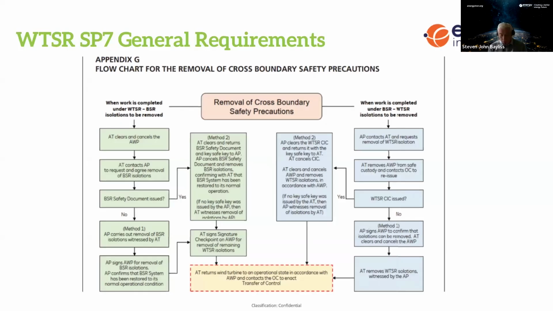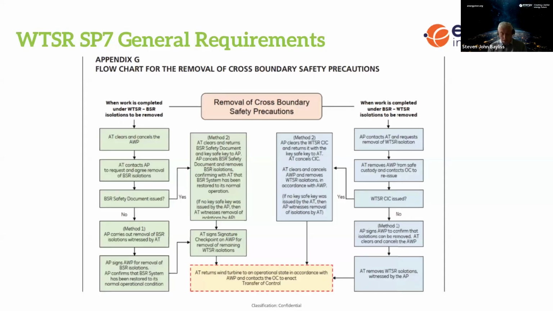The AP carries out removal of the boundary safety rules isolations, and that's witnessed by the AT. The AP signs the AWP for removal of the boundary safety rules isolations. The AP confirms that the boundary safety rules system has been restored to its normal operation and condition. Following that on, the AT signs signature checkpoints on the AWP for removal of the remaining WTSR isolations, and then we go to the end.